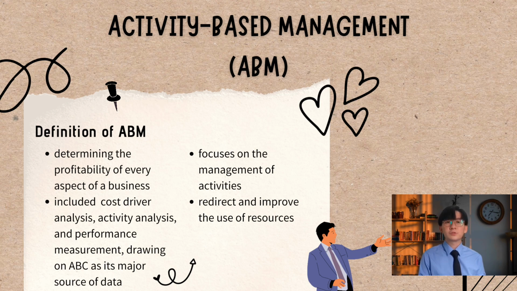Then, ABM is subsequently defined by CAMI, which is Consortium for Advanced Manufacturing International, as a discipline that focuses on the management of activities as the route to improving the value received by the customers and the profit achieved by providing this value. ABM includes cost driver analysis, activities analysis, and performance measurements, drawing on ABC, which is activity-based costing, as its major source of data.